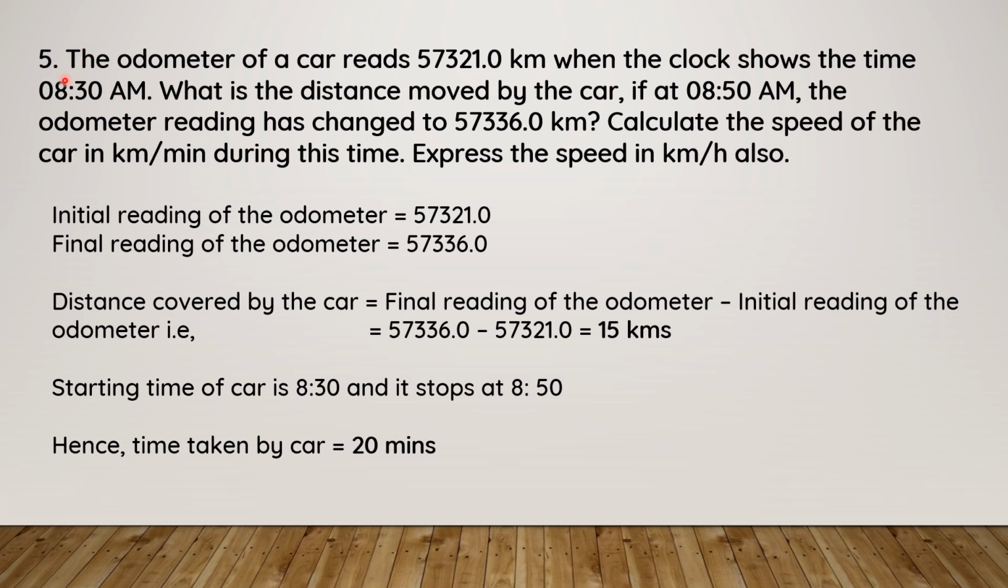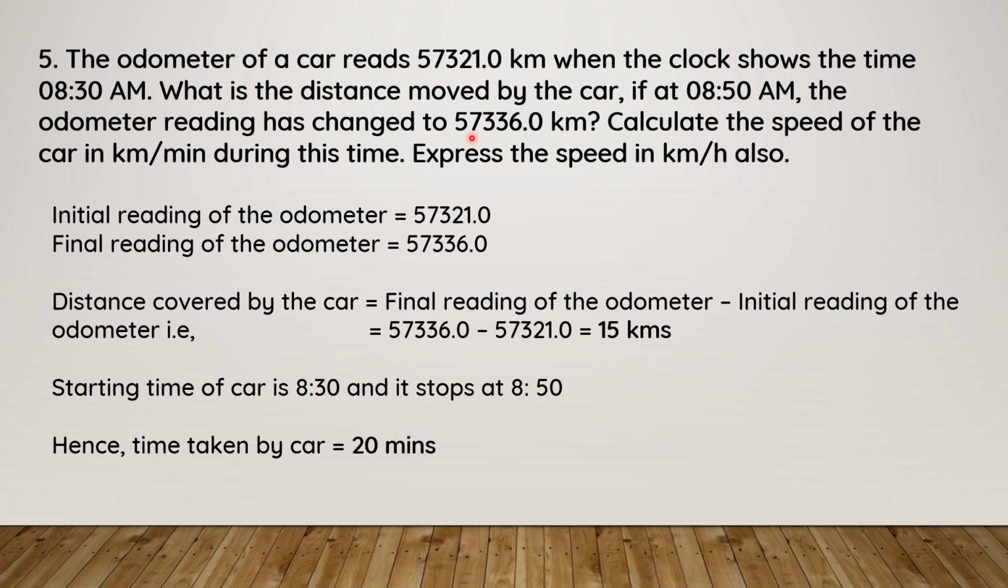Fifth one, the odometer of a car reads 57,321 kilometer when the clock shows the time 8:30 a.m. Okay, so the odometer shows this reading, and the time shows 8:30. What is the distance moved by the car if at 8:50 a.m. the odometer reading has changed to 57,336 kilometer?